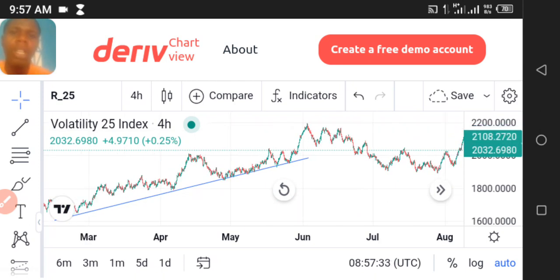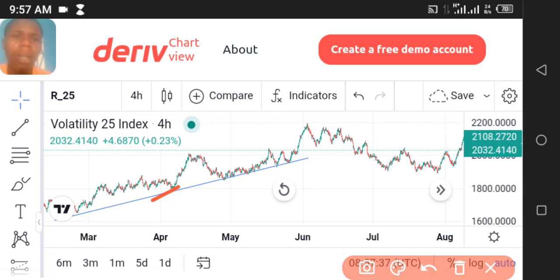How do we know? The market was giving us higher lows and higher highs. Higher lows and higher highs were being printed in this market. This was the height of it. Now take note of this. Whenever the market moves in this direction, it gives us two things.